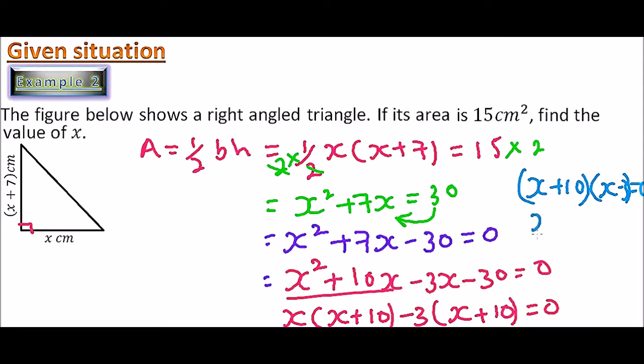So this means that x is equal to minus 10 or 3. Since we are looking for the value of x which represents length, it cannot be negative, so we ignore minus 10 and say x is equal to 3 centimeters. So that is how you work out such a question, and the quadratic equation helps you to get the missing values.